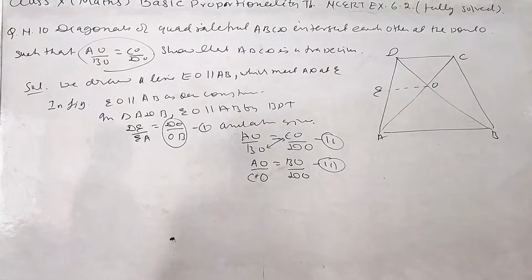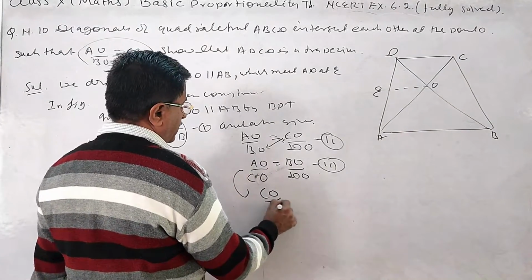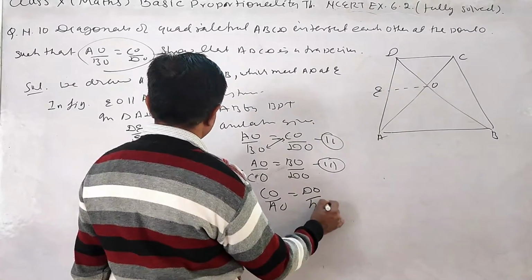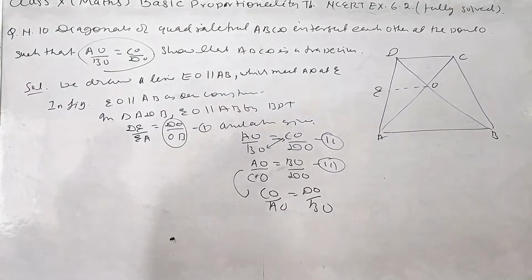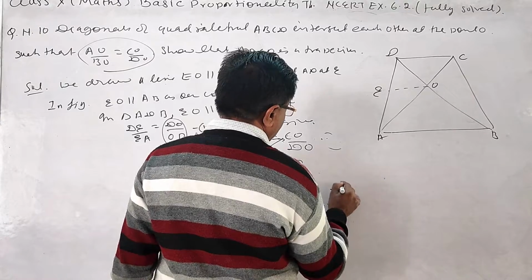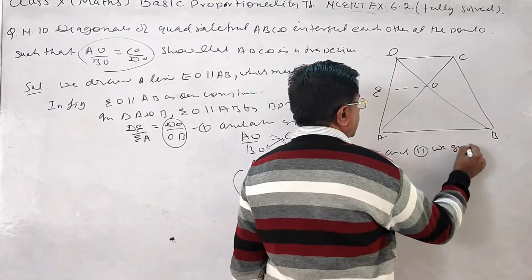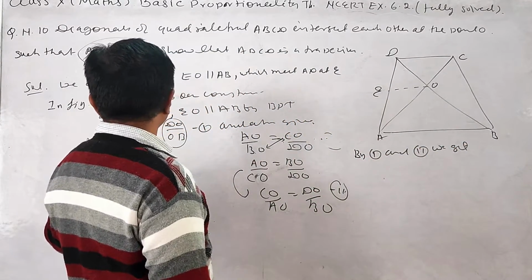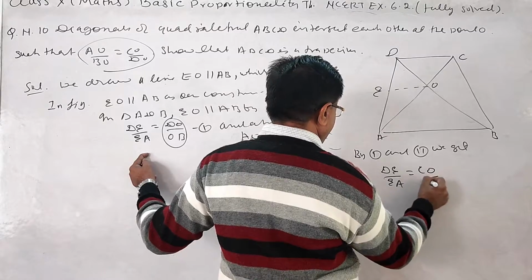Now you have to again interchange the numerator and denominator. So what we get? If you are interchanging numerator and denominator, DO upon OB. Now you compare these two. You get that both sides are equal. DO upon OB equal to CO upon AO. So now you can mark this as equation 2. So by 1 and 2 we get, DE upon EA is equal to CO upon AO.